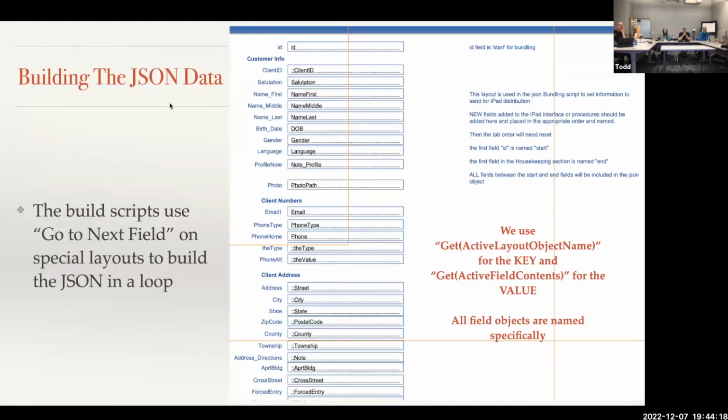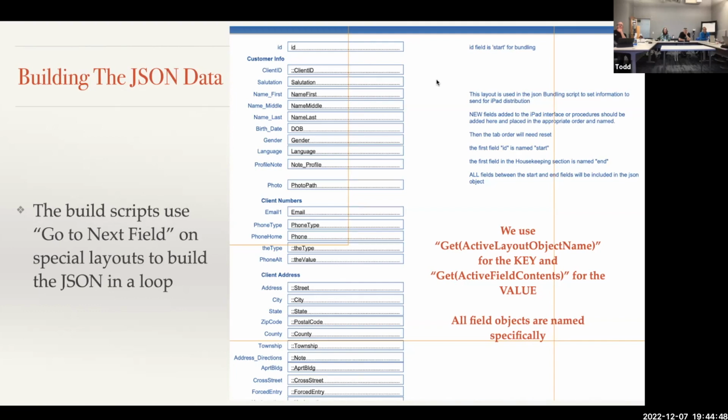We build the JSON data using special layouts, or specific layouts, I should say. I have a note over here, layouts using the JSON bundling script. You can add new fields to this, so later on in life, when they say, you know what, let's put this and this and this in there too, we can just add the fields to this layout, change the tab order, make sure the object names are defined well, and they will just get roped into it.